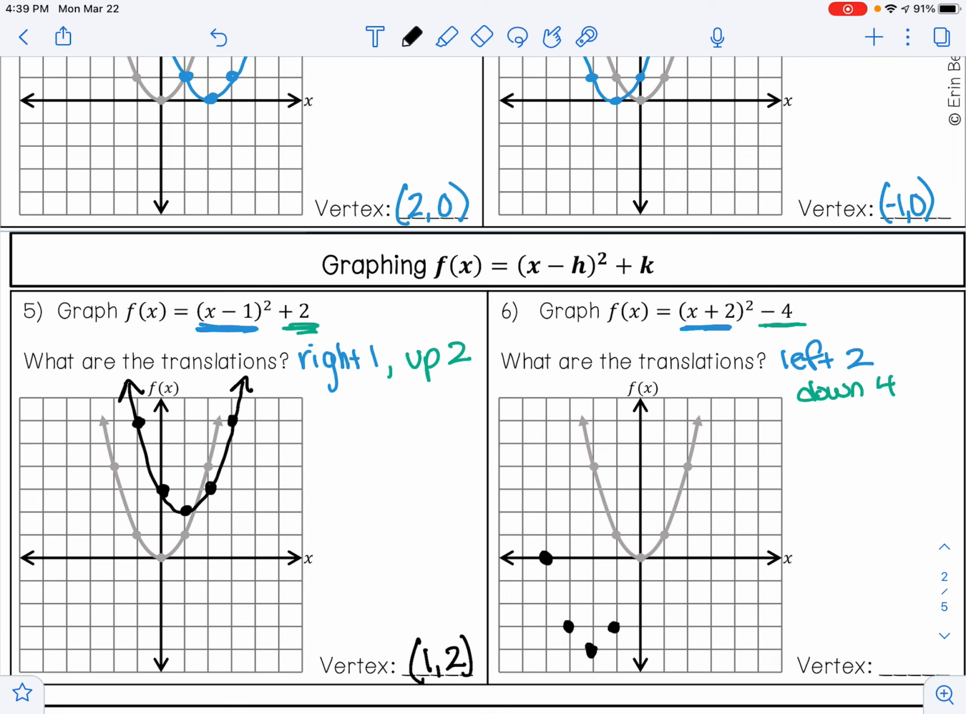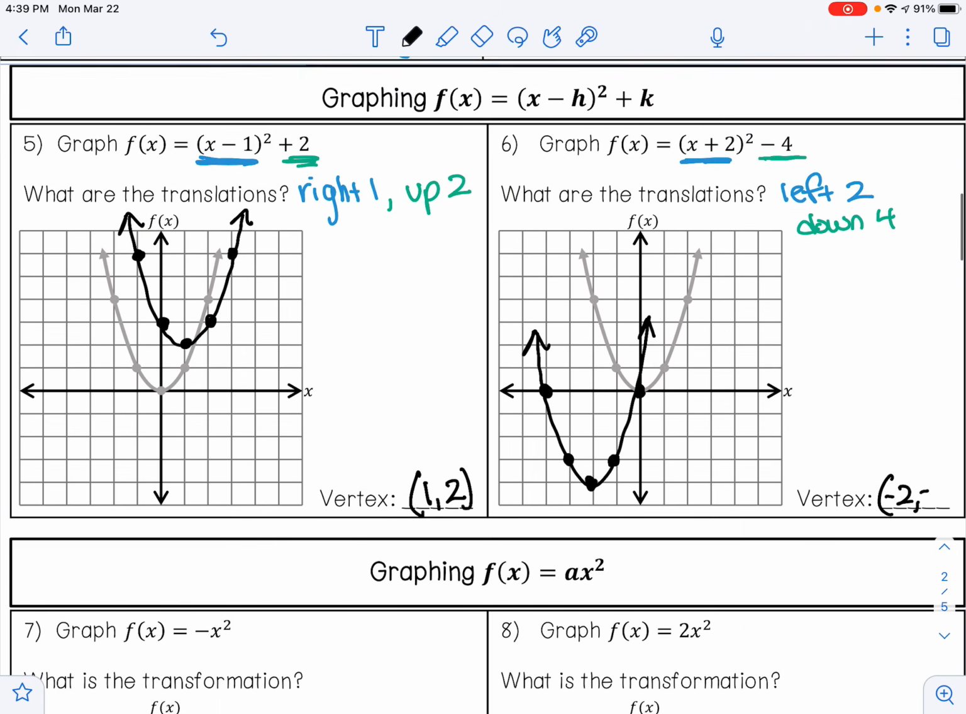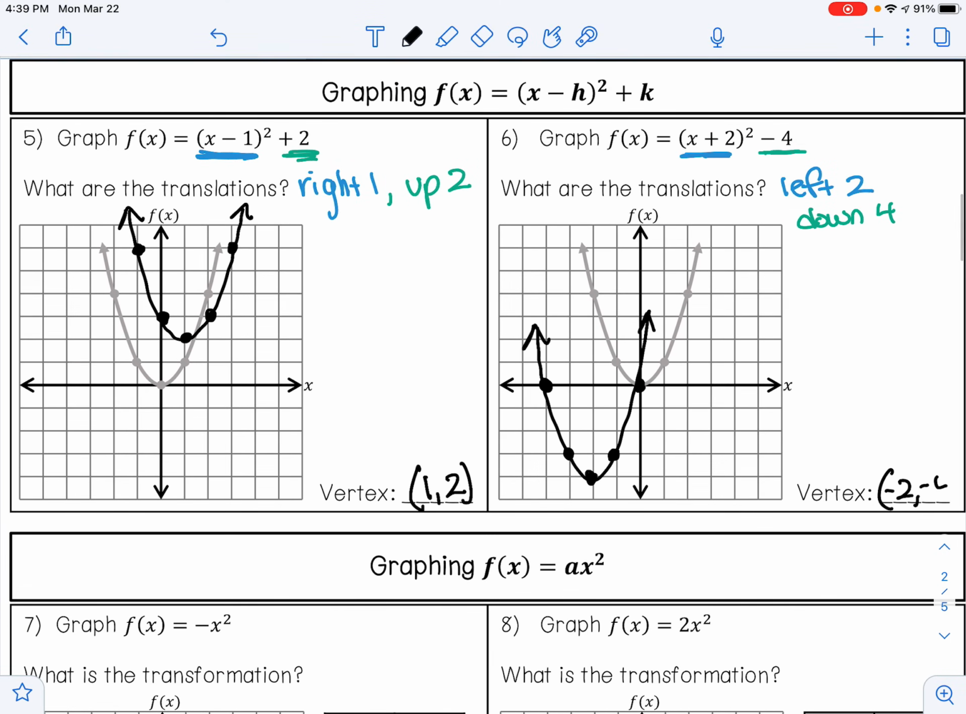And I'm just going to do that for all of the points. And then I will connect those points to make a parabola. That new ordered pair for the translated vertex is -2, -4. There we go.